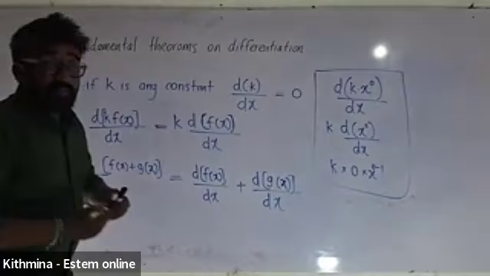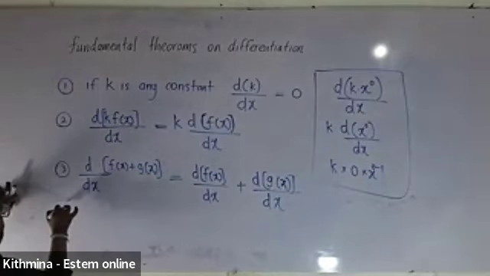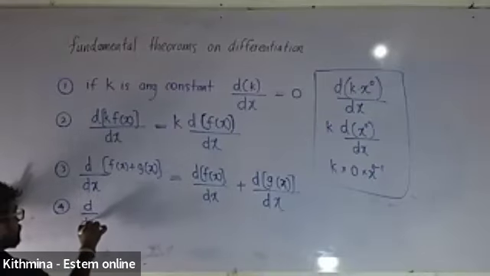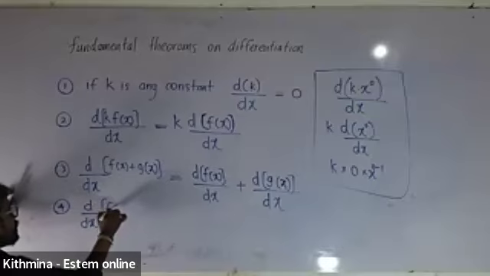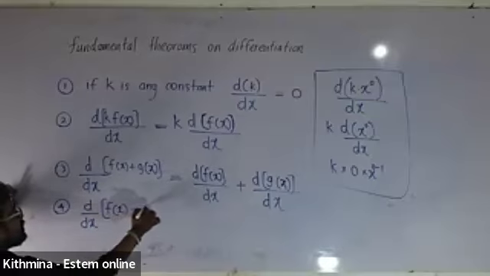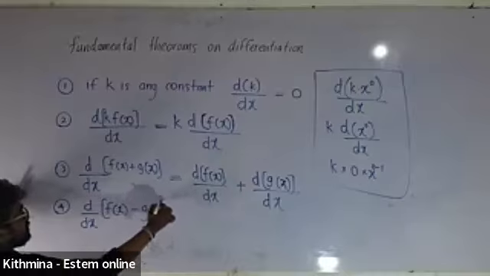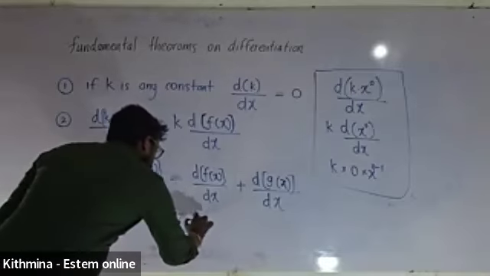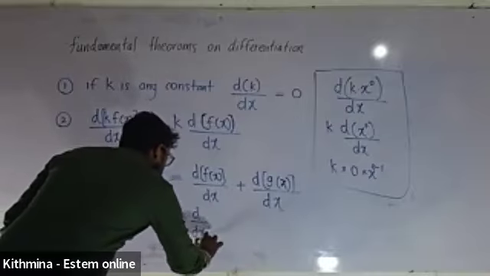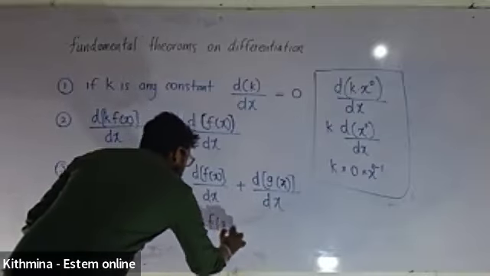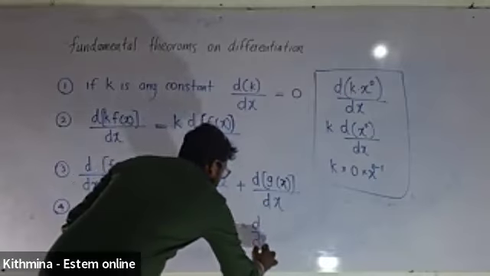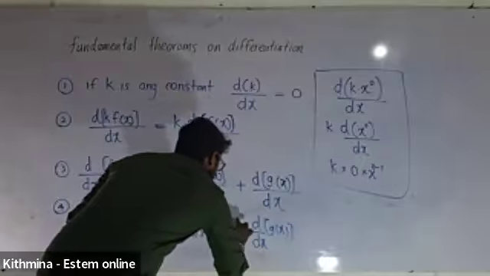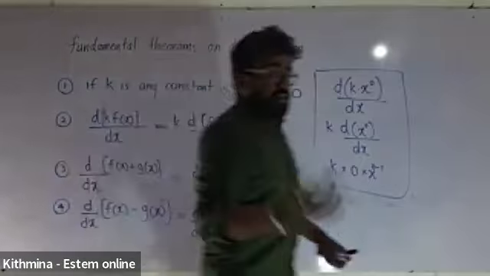There's a fourth one. Fourth one is this: f(x) minus g(x). You know, this is very simple. d/dx of f(x) minus d/dx of g(x). So write it quickly, like this also quickly. Hurry up.